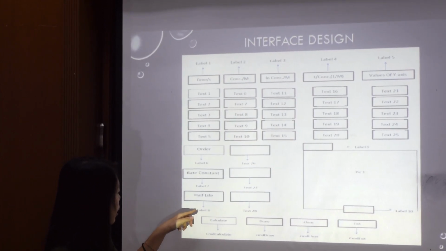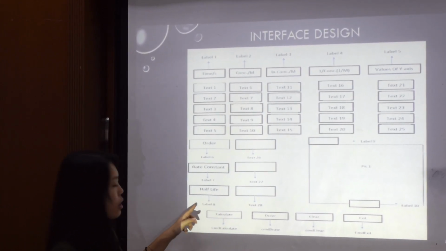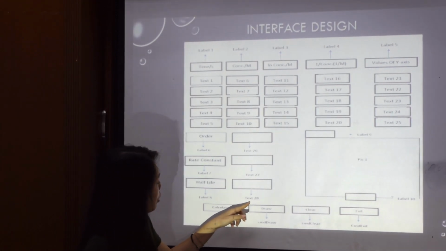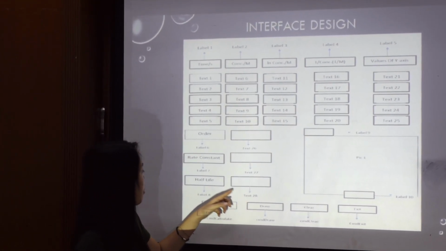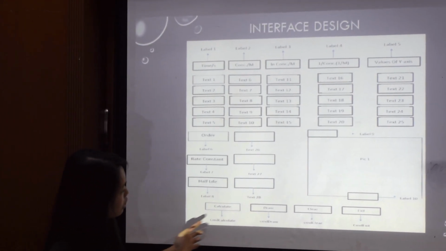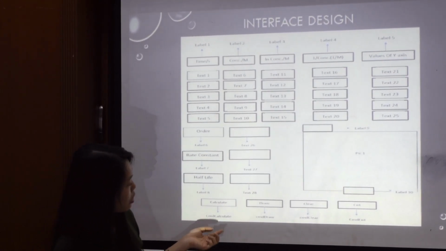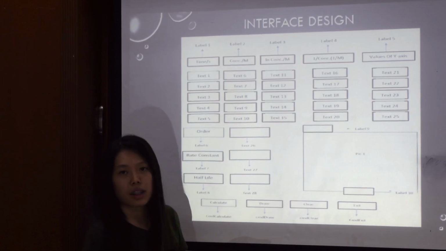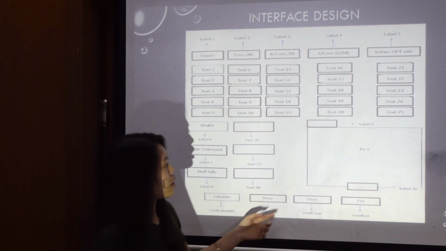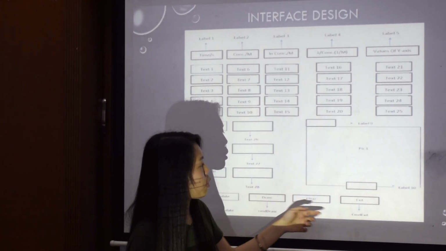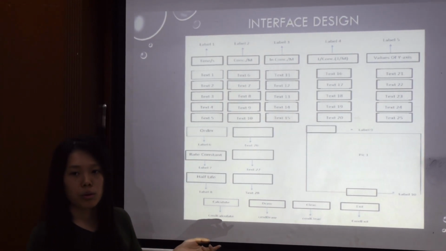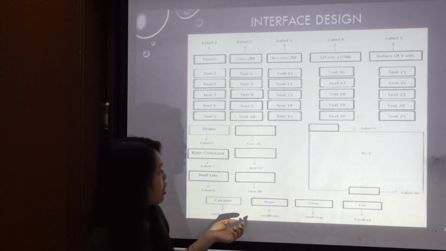Level 8 is LVL half-life, and the caption is half-life. Text box 28 is the text box for half-life. And these are the command buttons for carbonate, raw, clear, and acid. This is the picture box that is used to draw the graph.